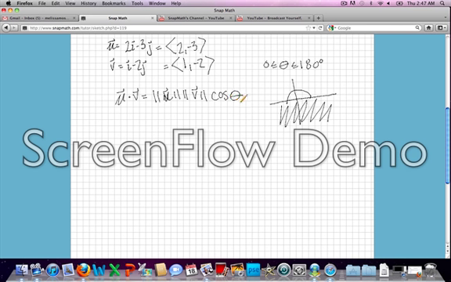U dot v is just calculated component-wise, so it will be the first component of u times the first component of v, and we'll be adding that to the second component of u times the second component of v.